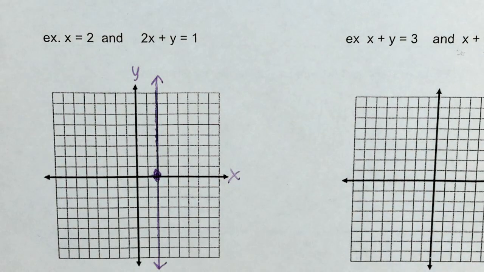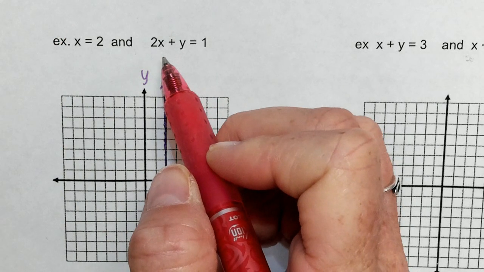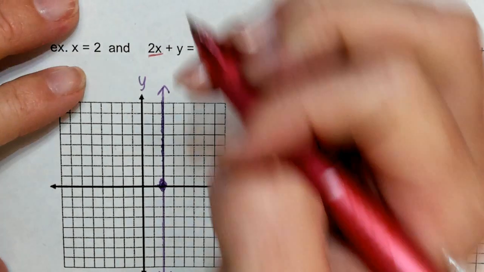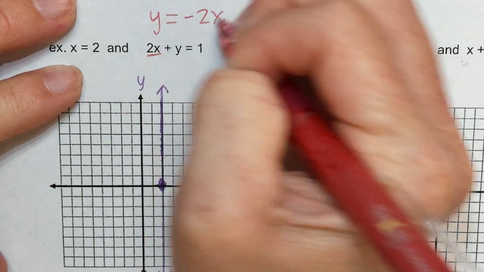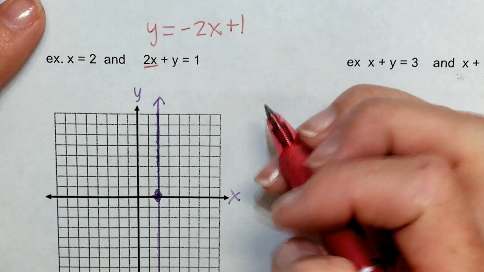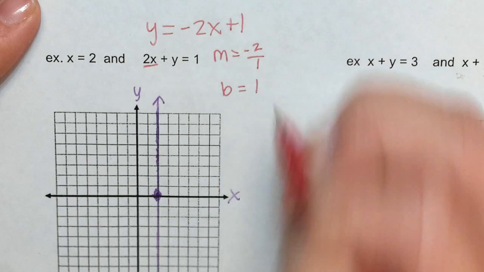All right, is this one set up and ready for me to graph? No. What do I need to do to it? How do I get this 2x to the other side? So I have y equals -2x plus 1. Do y'all want to graph with your calculator or with slope and intercept? Some of you need to use your calculator because you're still struggling, and that's fine. Just make sure you're doing that on your assignment. So my m is -2/1. My b is 1.